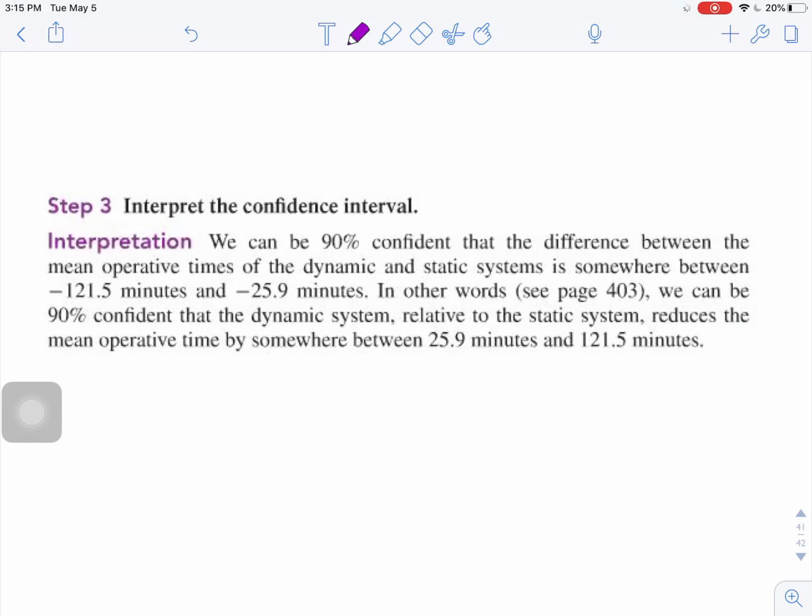So here again, notice how with time, we don't talk about time in terms of negative value. So that's why I said that it's going to be somewhere between roughly a half hour to 2 hours less. So we can be 90% confident that the dynamic system relative to the static system reduces the mean operative time by somewhere between 25.9 minutes and 121.5 minutes. And again, you don't have to change any of the wording, just change the values and you're good to go.